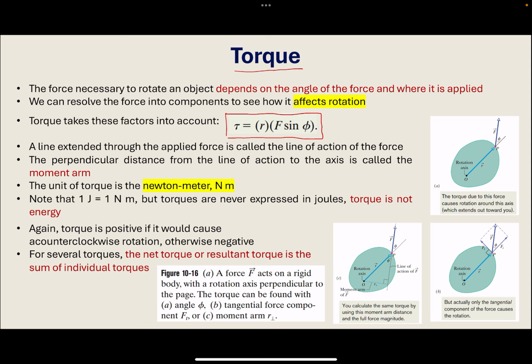We also define the direction of torque using the sign convention. Counterclockwise torques are positive, clockwise torques are negative. When multiple forces act on a body, the net torque, or resultant torque, is simply the sum of all individual torques. These net torques determine whether the object speeds up, slows down, or changes its direction of rotation.